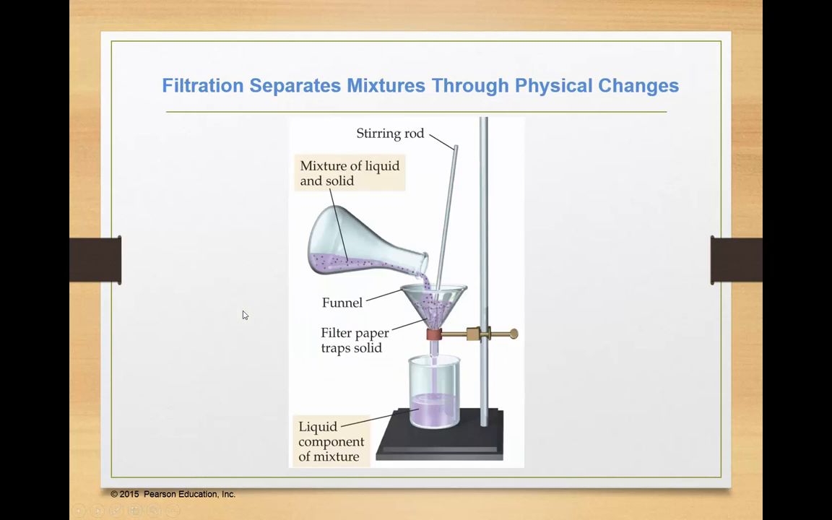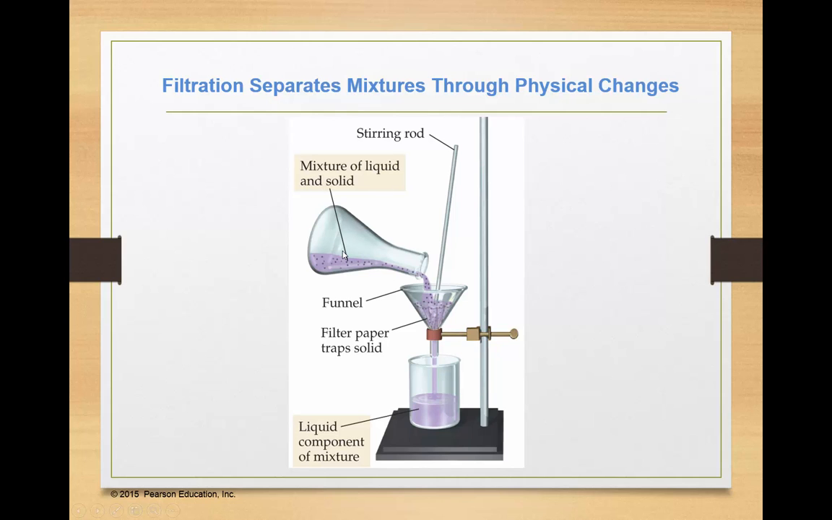Okay, another one that we use, and you'll see this one pretty much right off the bat, is the idea of filtration. And filtration is going to separate mixtures using physical change. So what we're going to do, there's lots of different ways to carry out filtration. Common one is gravity filtration, where you simply take a funnel and line it with a filter paper to trap any solids. This allows you to separate a mixture of liquid and solid.